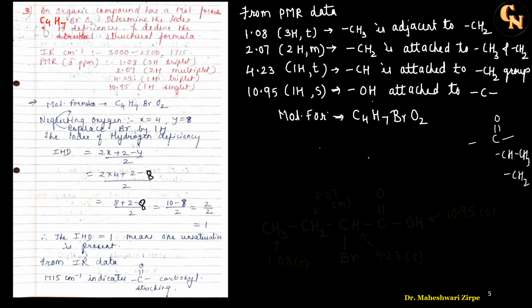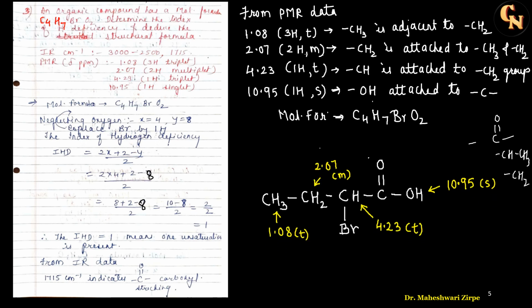So if we join all these groups, let us see what structure we can get. This is how you will be getting your structure, that is CH3, CH2, CH, C double bond O, OH and Br. If you connect all these, try to validate with our data which we have got.